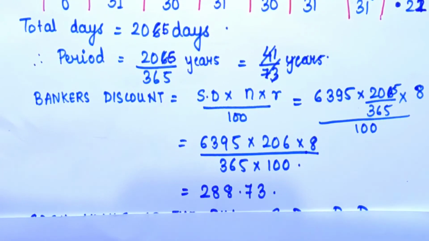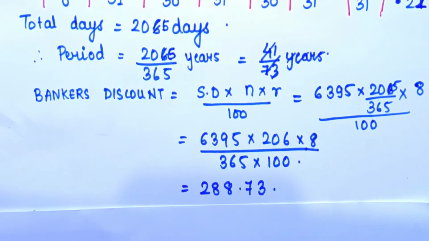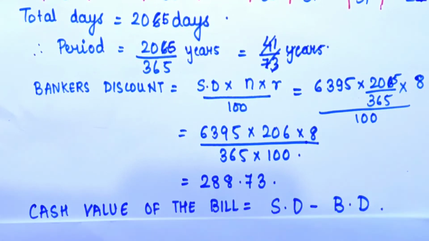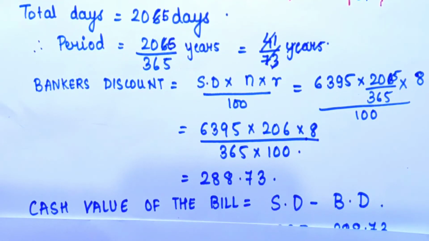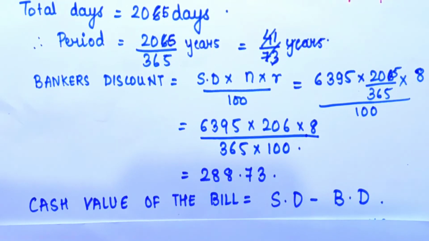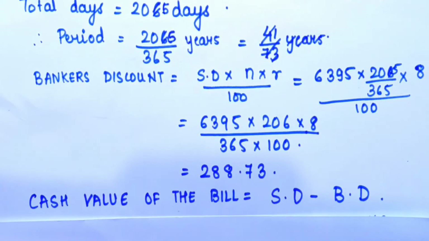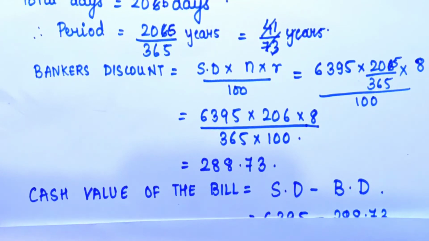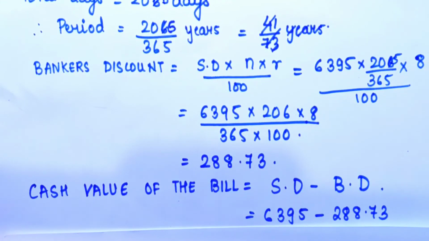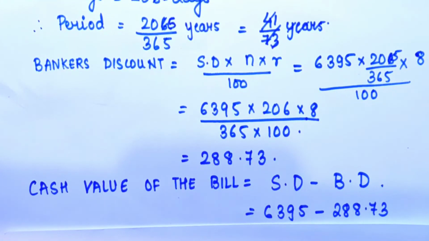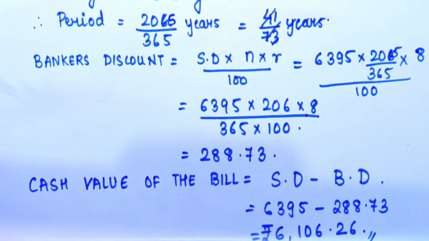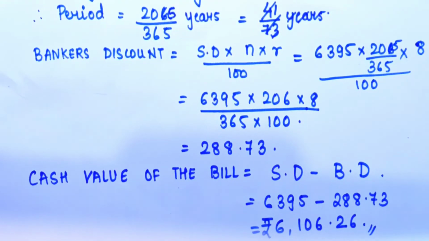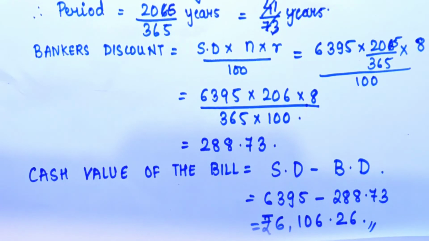Once you get the banker's discount, is it easy to find the cash value? What do you know about the banker's discount? We've got this beautiful formula. Cash value of the bill is equal to sum due minus banker's discount. This was the last formula that I discussed earlier. You already know the sum due is the face value, and you have already calculated the banker's discount. So when you subtract both of them, this is what you get. This is your answer. Rupees 6,106.26.